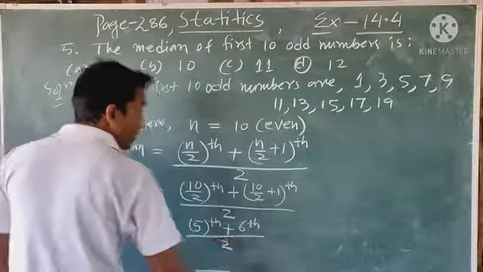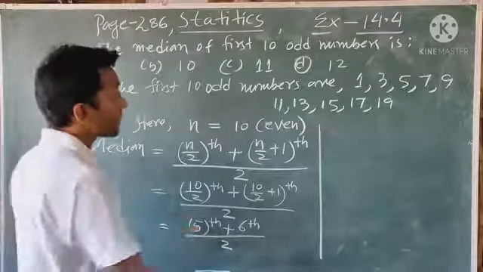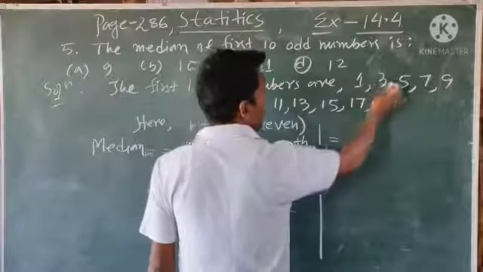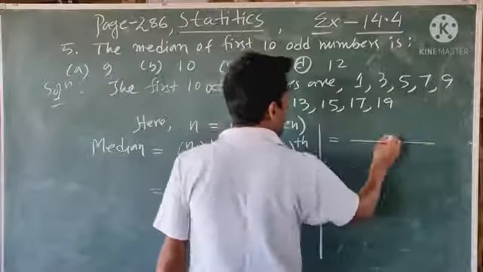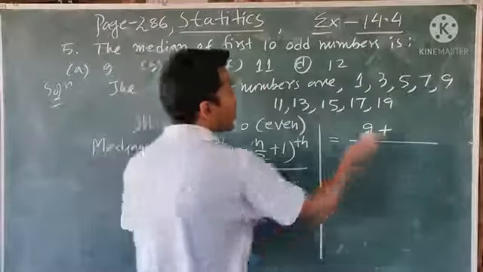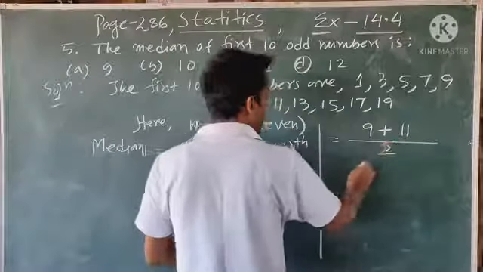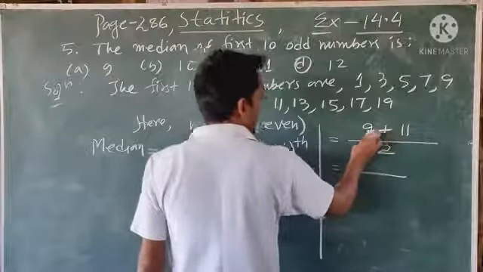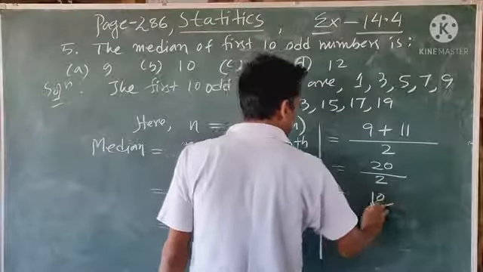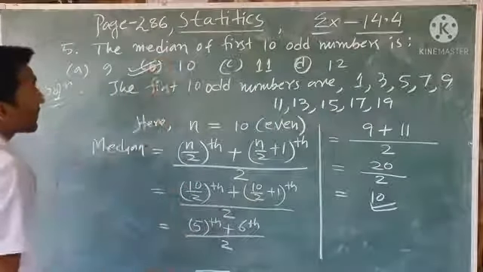Now you see the fifth observation. Fifth observation, how much? You count 1, 2, 3, 4, 5. The fifth observation is 9. Then plus the sixth observation, the sixth observation is 11, by 2. So 11 plus 9 is 20. 20 by 2 is 10. So 10 is the correct option. Correct option is 10. That means B.